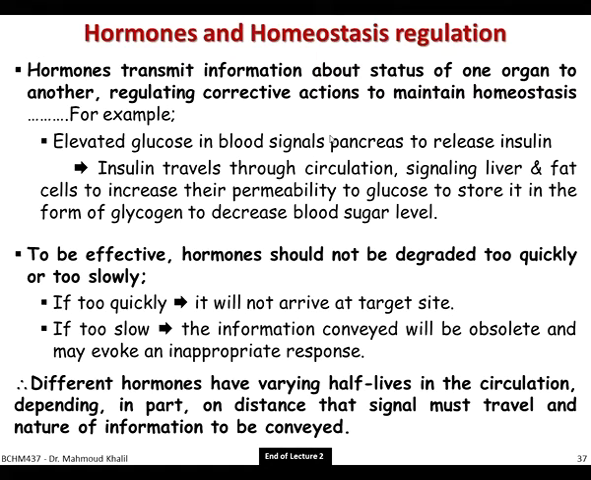Hi. Last lecture we finished talking about the hormone and homeostasis regulation. So we already know that for hormones to be effective, they need not be destroyed too quickly or be too slow in action, in order to have their optimum effect. Too much hormone is not a good thing for the body, and too slow a degradation process is also not good for the body.